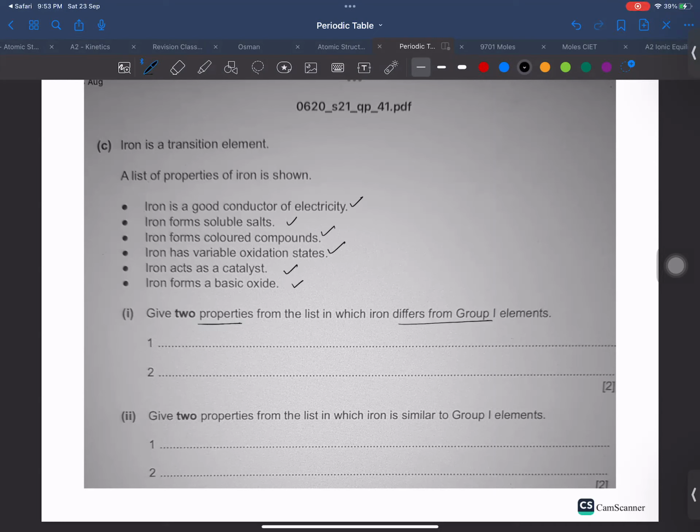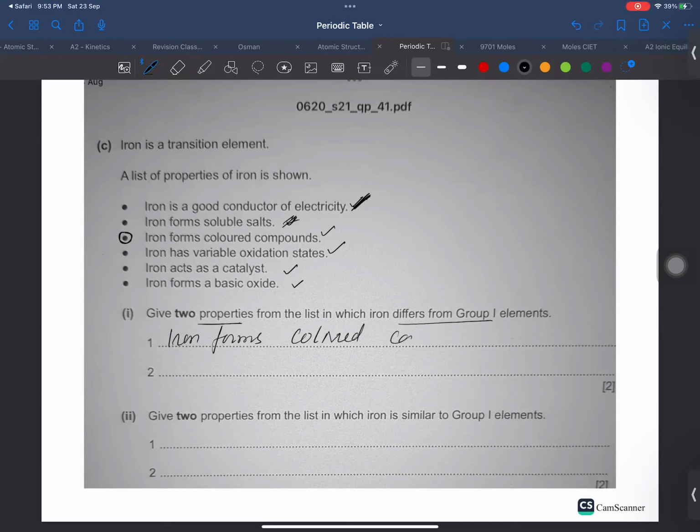इनमें से different कौन सी है? देखो भाई, sodium जो group 1 के होते हैं, sodium, lithium या whatever, they can conduct electricity, right? They are also metals, right? They form soluble salt as well, that is also right. But this one is its different property, right? Group 1 elements always form colorless salt in solutions, right? You can say that iron forms colored compound.